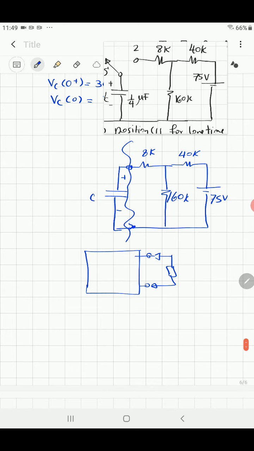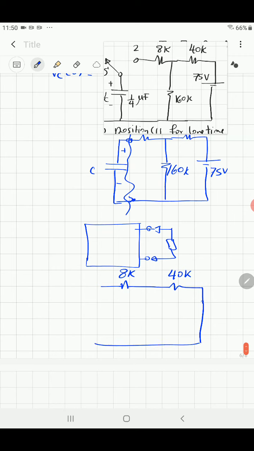I will sketch it in a way to find the resistance. So you have 8 kilo ohm, 40 kilo ohm, and to find the resistance, you make a short circuit on the voltage supply. Somebody may ask, what if this was a current source? A current source, make it open circuit. Voltage source, make it short circuit. And that's 160 kilo ohm, and that's the output terminal where you put the capacitor.